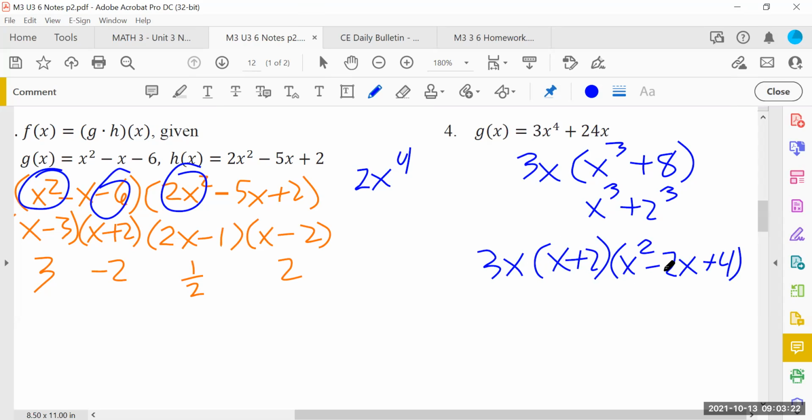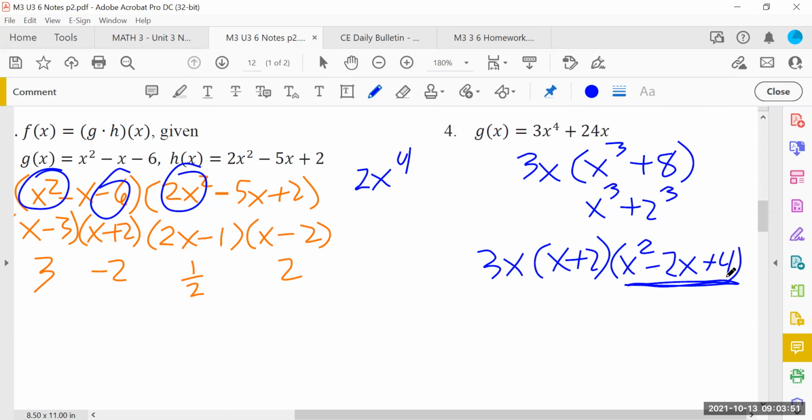Anybody remember what always happened with these? What was that? So yes, this is SOAP as far as the signs: same, opposite, always positive. But this piece right here, we always had to find imaginary roots from that using the quadratic formula, because that is not going to factor. Does that make sense?